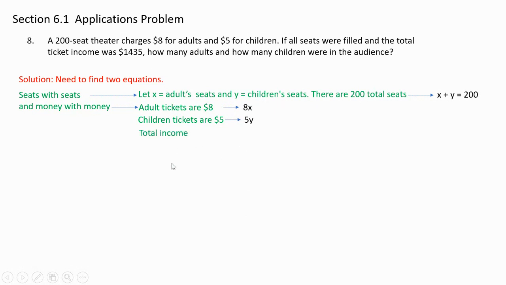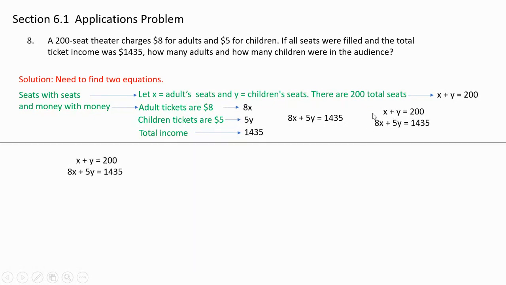Now, the total revenue, or total income, is $1,435. So it's going to be 8x plus 5y equals $1,435. That's my second equation. So now I have my system of equations. Then again, I like to number them. This will be equation 1 and equation 2.